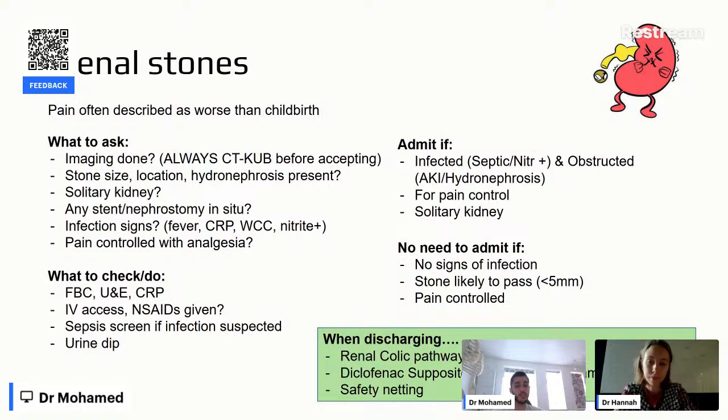And of course, it's very important to safety net them. So tell them if their pain gets worse, if they develop a fever, any of these things, they need to present back quickly. And we'd likely need to operate on them urgently in theatre or whatever.